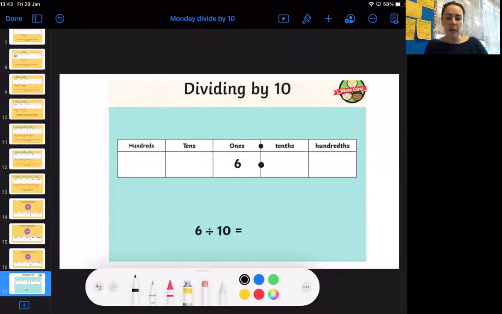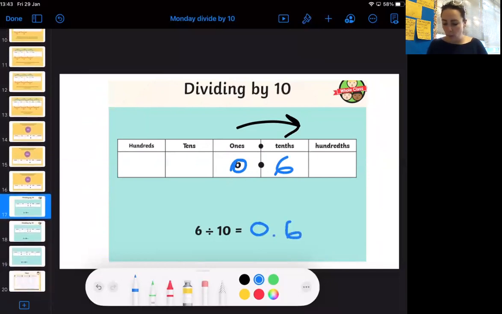Let's have a look at dividing some single digit numbers by 10. You can pause the video and have a go at this one, thinking about if we're dividing by 10, which way are we moving? Have a go. If we're doing 6 divided by 10, we're going to move it across, so it's going to end up being 0.6. So the answer to 6 divided by 10 is 0.6.